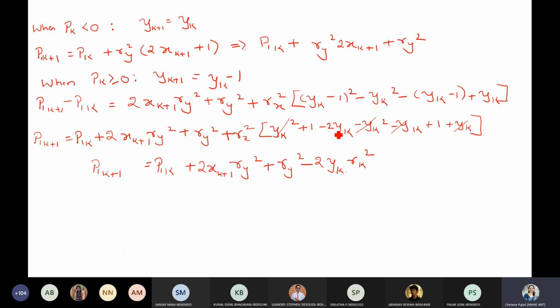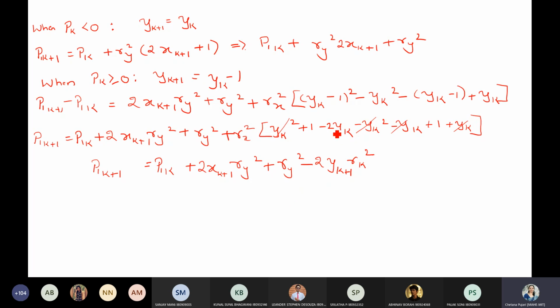Right? So this is minus 2 into yk, and this is 1 plus 1 is 2. Okay, so you are taking that 2 common. So that will be 2 into yk minus 1. So I'll just write it here, plus 1. Understood how I did that?